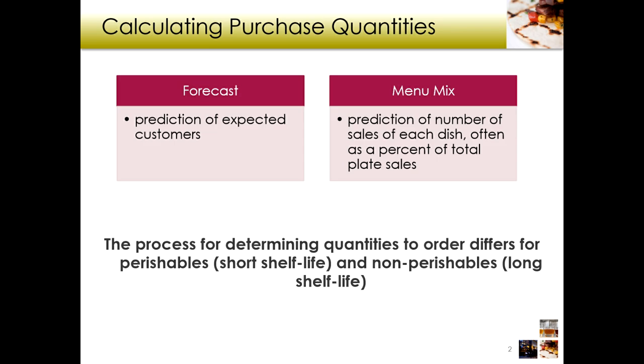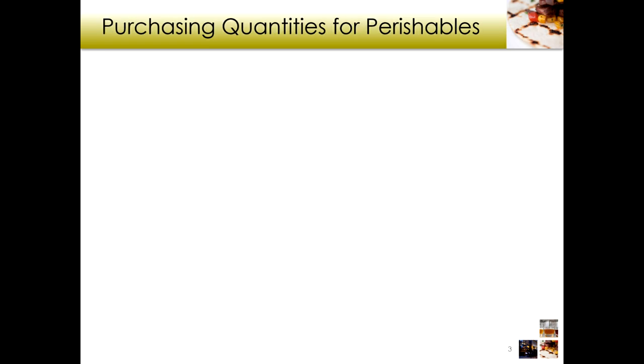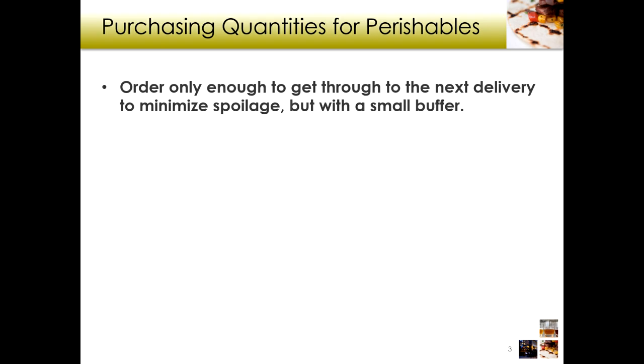The process for determining our orders differs for perishables versus non-perishables, and the non-perishables we'll talk about in the next video, right? So with perishable food items, we want to make sure that we only order enough to get through to the next delivery to minimize spoilage, but with a small buffer. So if it's Monday and your next order is coming in on Wednesday, you want to have enough perishable items to just get through to Wednesday, to your next order, right?